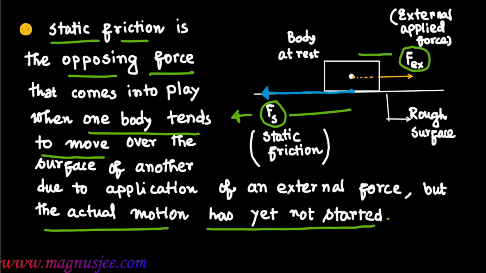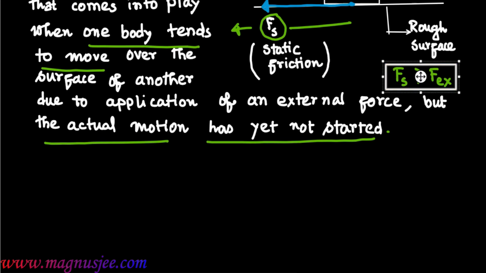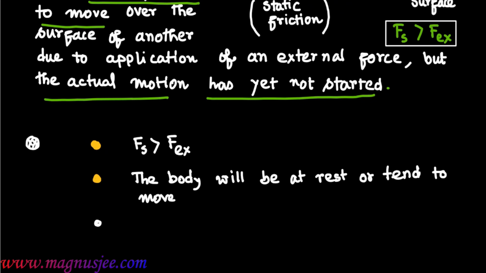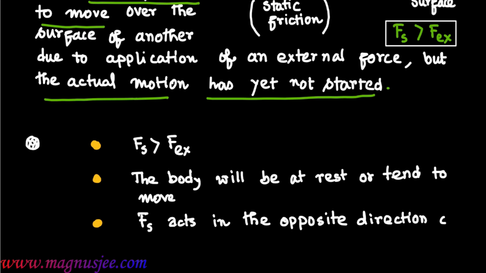Fs, static friction, acts towards left, and Fex, the external force, is acted towards right, and Fs is greater than Fex, which means static friction is greater than the applied external force, so the body will be at rest. The actual motion has not yet started due to application of this external force, because Fs is greater than Fex and the body will be at rest or tends to move. Fs acts in the opposite direction of the applied external force Fex.